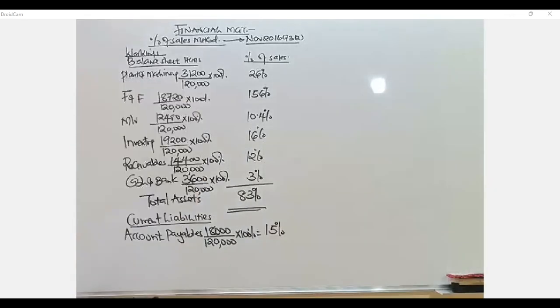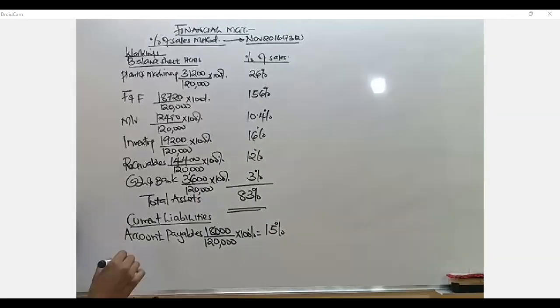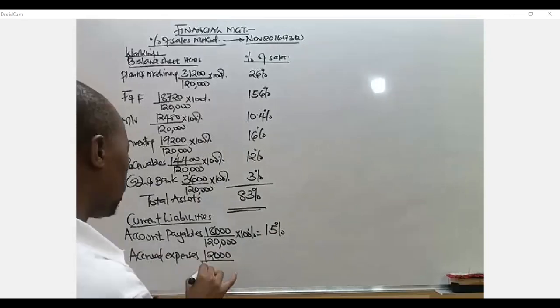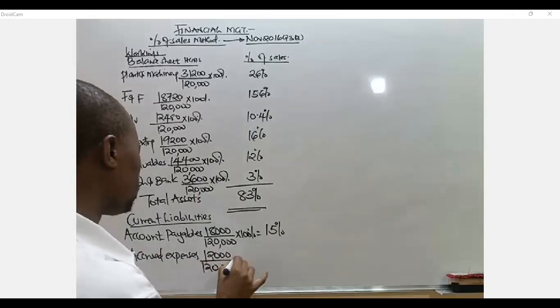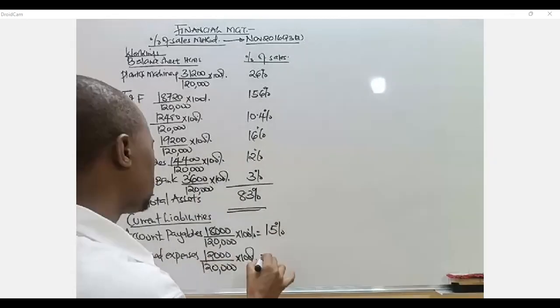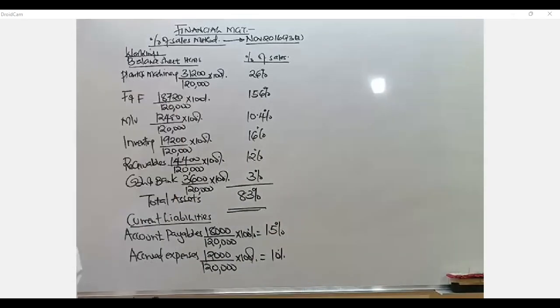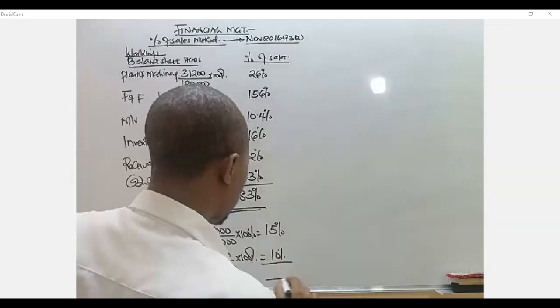The other one I can see there is the accrued expenses. And the accrued expenses, we have 12,000 divided by 120,000 multiplied by 100%. This translates to around 10%. So at the end of the day, the total for current liabilities should be equating to 25%.